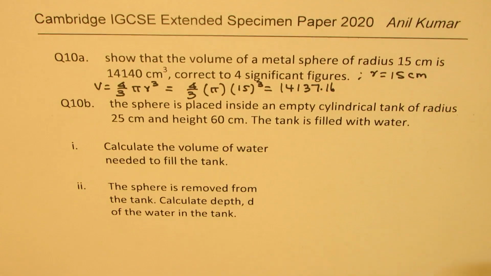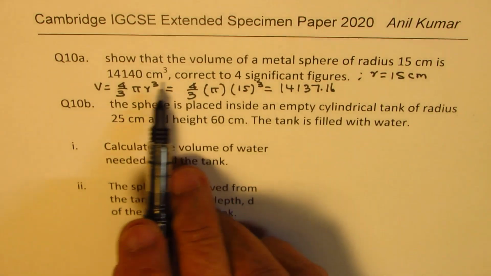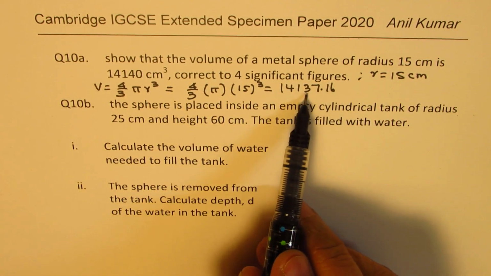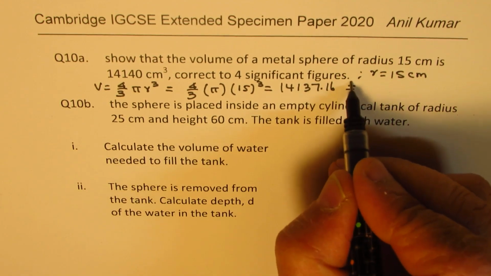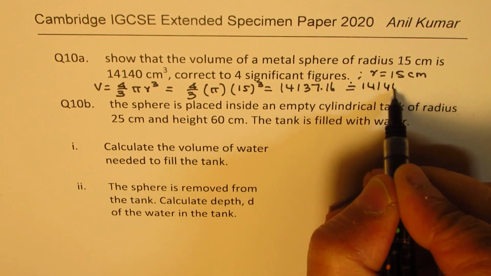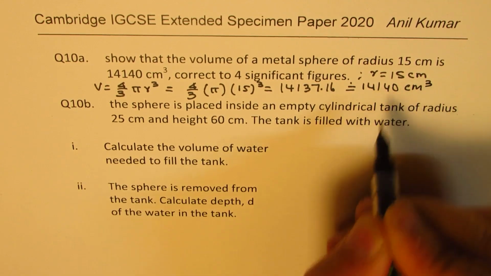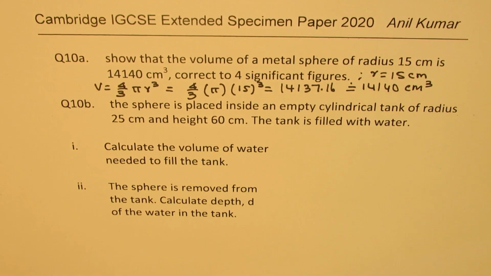14137.16. Now when we say we have to round it to 4 significant places, then that 37 becomes 40. So this is equal to 14140 centimeter cube. Perfect. So that is how you do part A.